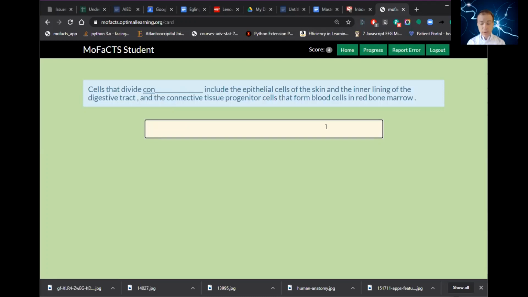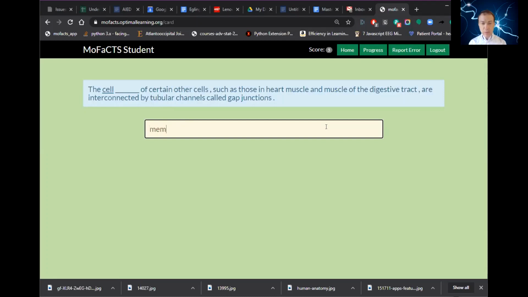So was it 5? Okay, I put continually the first time, and it was continuous. That's one, you know, annoying thing about the system, is that it's not good with synonyms yet. We're working on that. The cells of certain other cells, such as those in the heart muscle, are interconnected by tubular channels. Pretty sure that's, well, could be bodies. I'm going to say membranes, though.